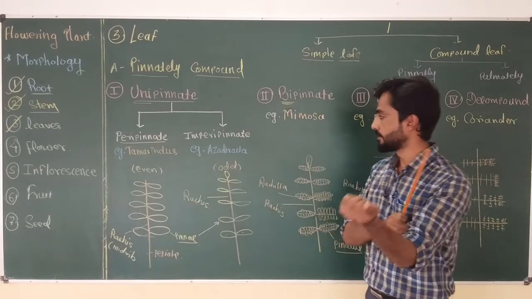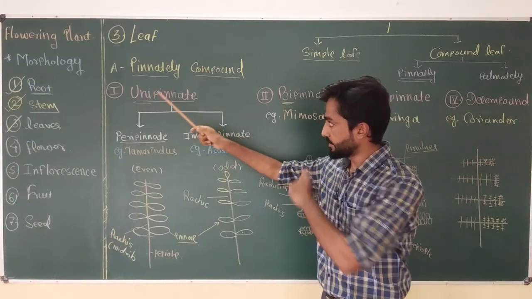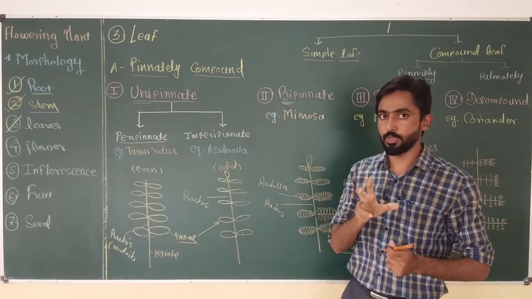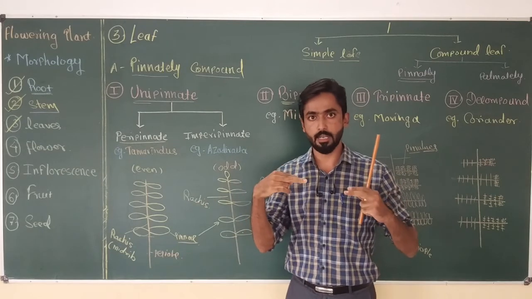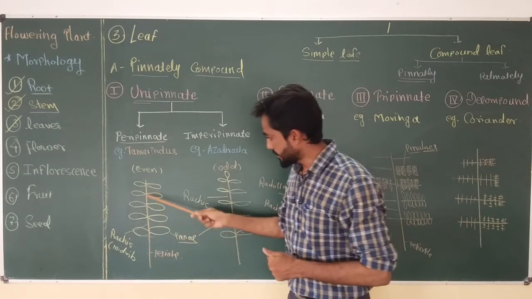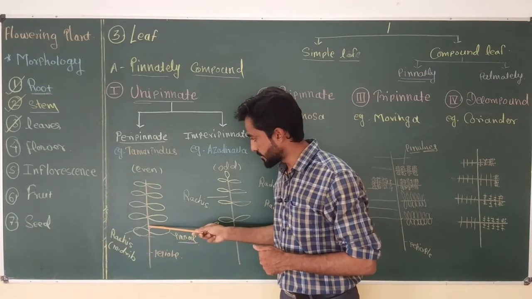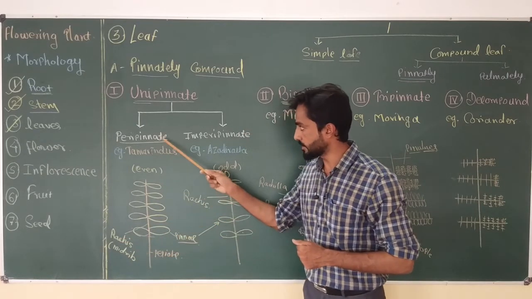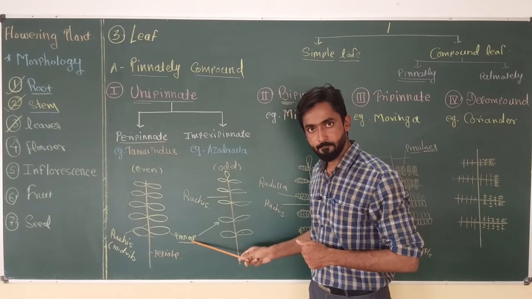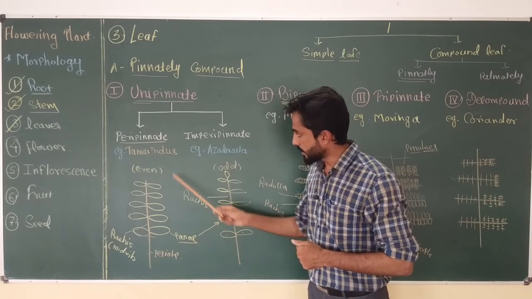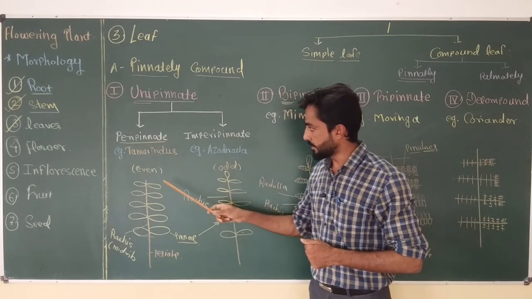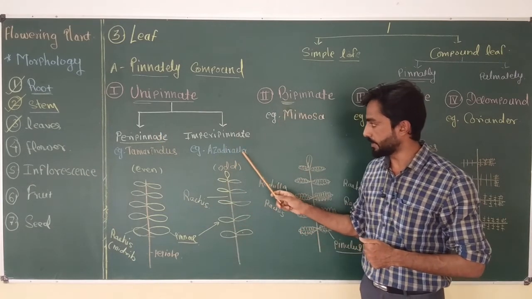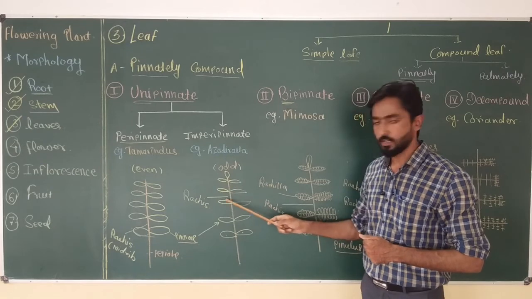In the first case, pinnately compound leaf is differentiated into unipinnate. It is the type of leaf in which a single incision takes place in the lamina, and due to the cut, this type of structure is produced in the central line. This line is called the rachis, which is nothing but the midrib, and the structure which is produced due to the single incision is called pinnae. Okay, and now there are two types, paripinnate and imparipinnate. In paripinnate, an even number of pinnae is present on the rachis, while in imparipinnate, an odd number of pinnae is present on the rachis.